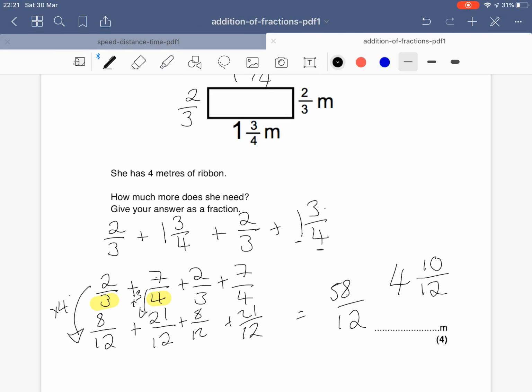So if she's already got the 4 meters, that's 4 here. So she needs 10 out of 12 left. She needs 10 out of 12 more, but we can simplify that fraction by dividing them both by 2, which is 5/6.